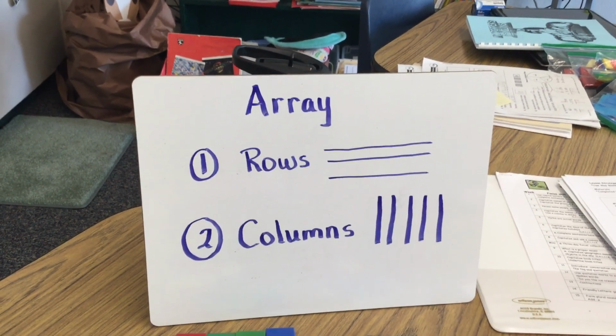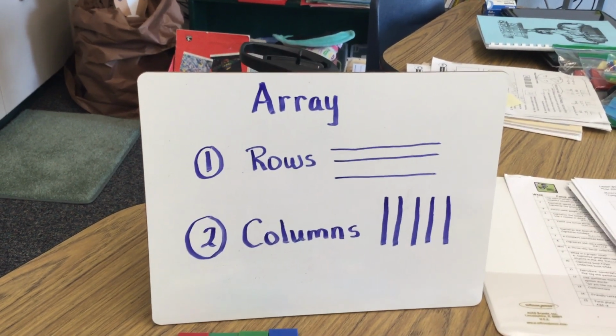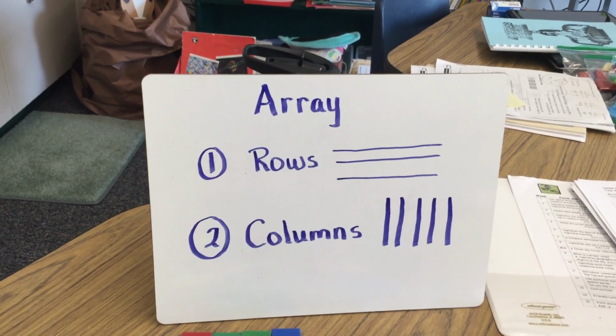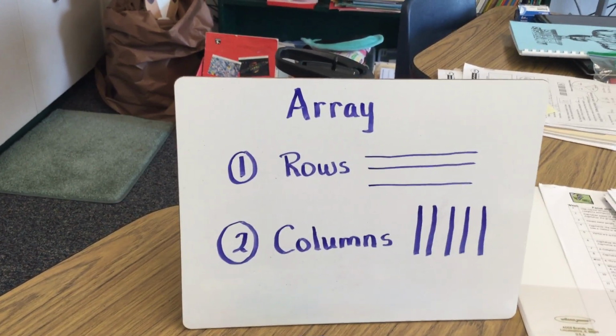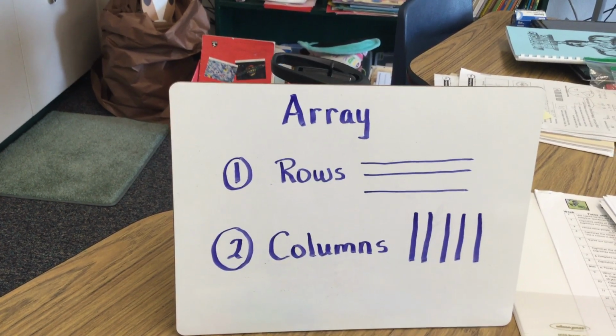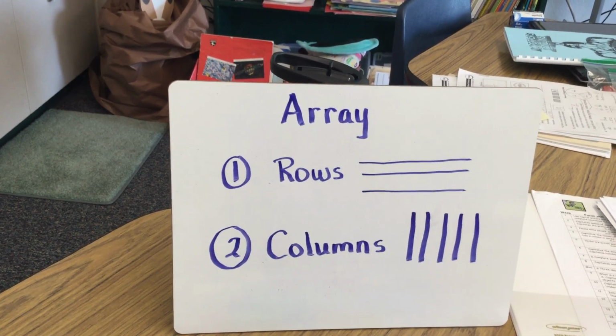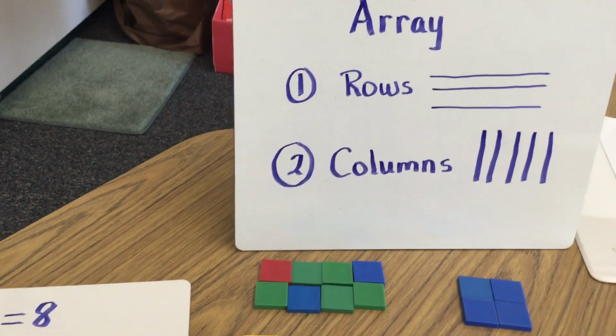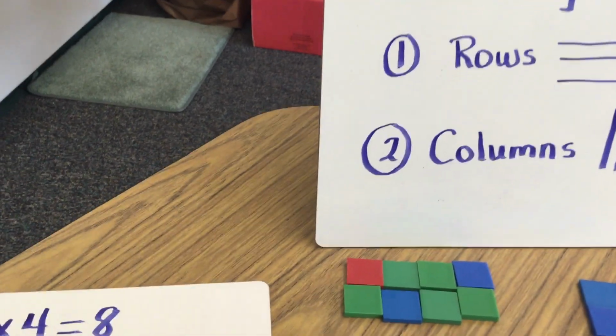Hi, second graders. We're going to do arrays again today, and today we're going to write number sentences for them. I want to remind you that the first number we always do is the rows, and the second number we always do is the columns. We're going to look at this array right here.